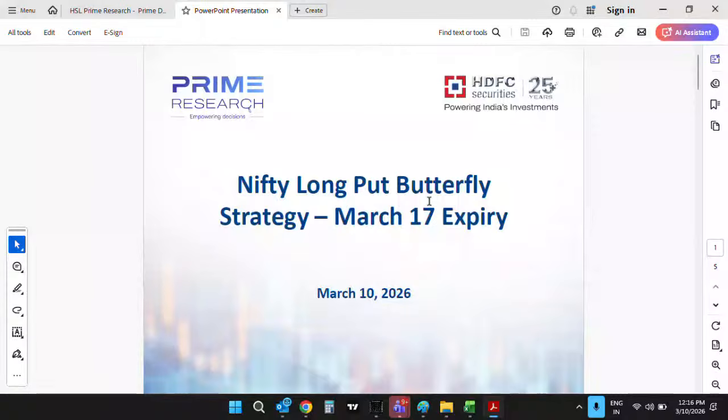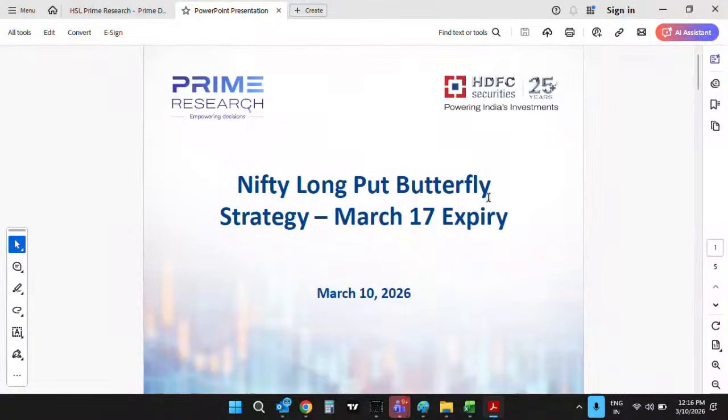Okay, and do we also have any trading opportunities to capture the positional trend that we discussed earlier? Yes. To capture the positional trend in the morning, we issued one strategy. That is the Nifty long put butterfly strategy. This is for the next expiry, March 17.